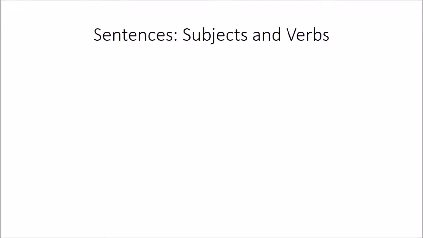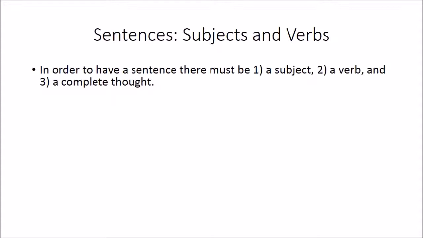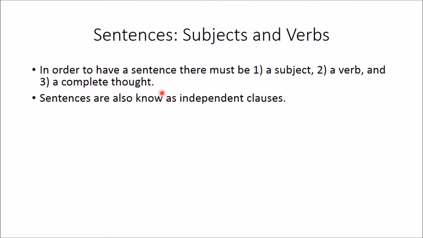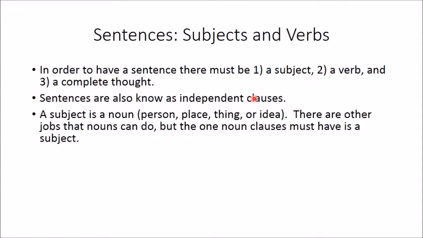Now, subjects and verbs. In order to have a sentence, you have to have 1 a subject, 2 a verb, and 3 a complete thought. Okay? Sentences are also known as independent clauses. A subject is a noun. It's a person, place, thing, or idea. There are other noun jobs. We know 3 noun jobs. The one that all clauses must have is the noun job of subject.